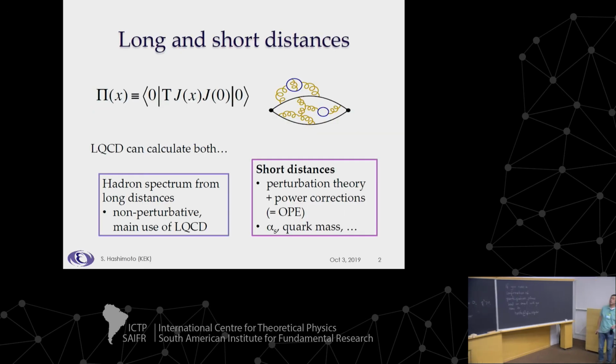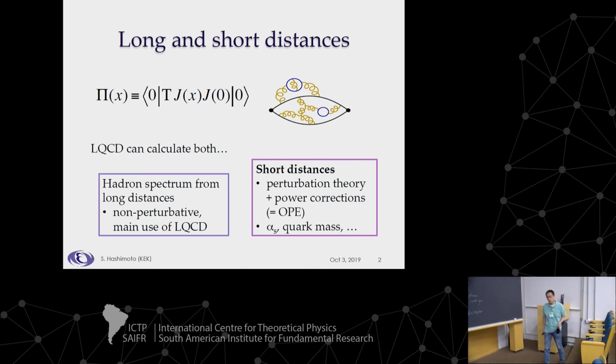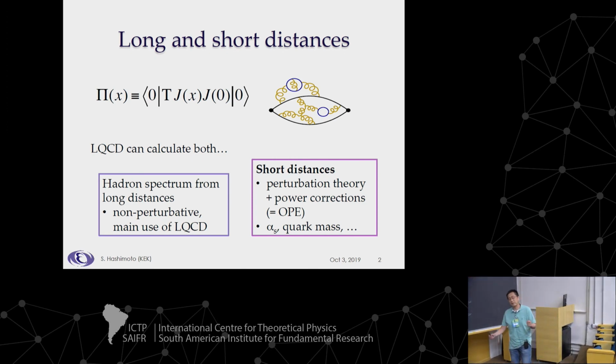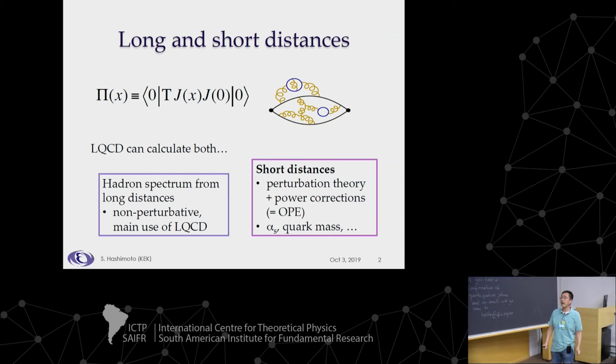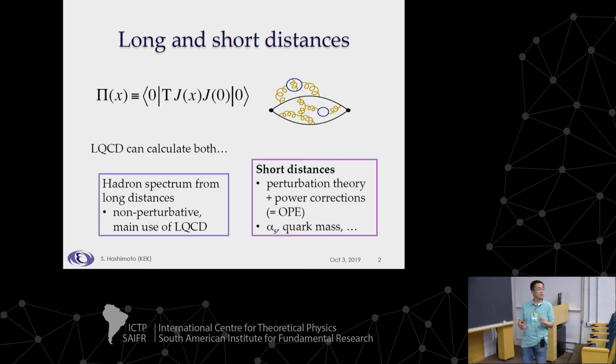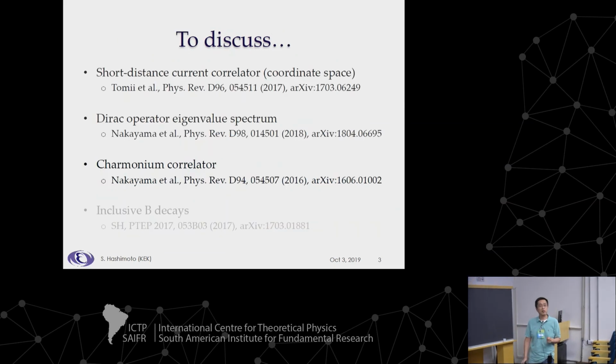As you probably all know, the most important quantity that we calculate on the lattice is the correlation function. And that is just a first principle calculation. So it's not limited to the long distance region where we extract the lowest lying hadron masses and its properties. But also you can use the same set of the calculation to analyze the short distance behavior of the correlation function. So my talk is about the short distance correlation functions.